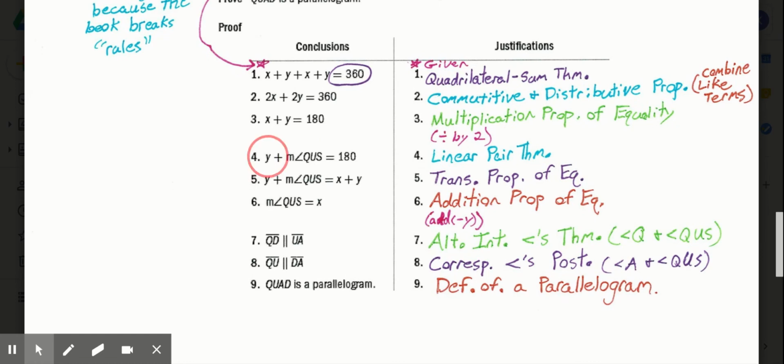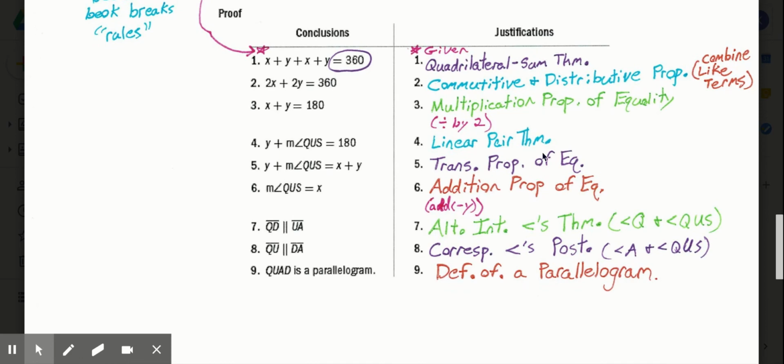Then step 4, y plus the measure of angle QUS is 180 because they're a linear pair. That's the linear pair theorem. Then we can use the transitive property of equality to replace the 180 with the x plus y from step 3. And then in step 6, the measure of angle QUS equals x comes from subtracting y from each side, which is technically the addition property of equality with adding a negative y.